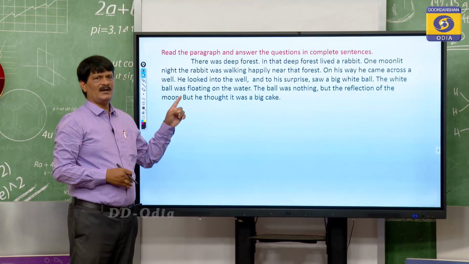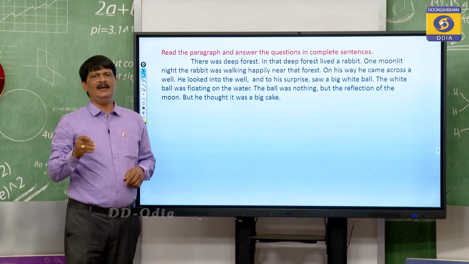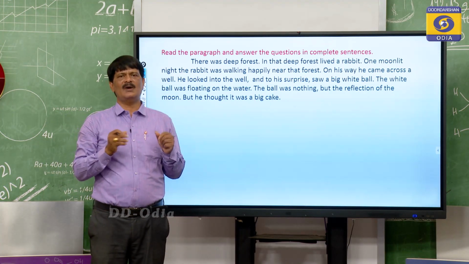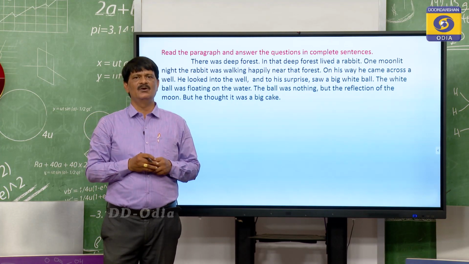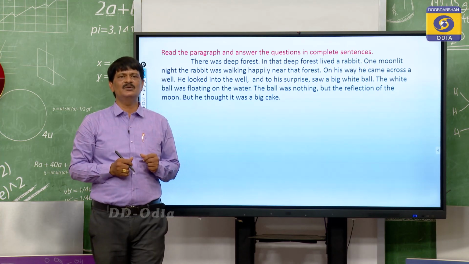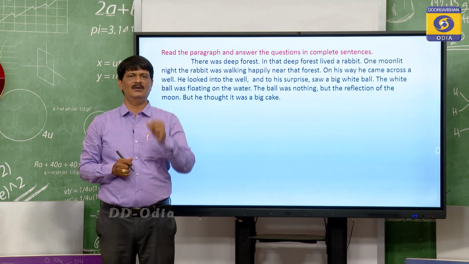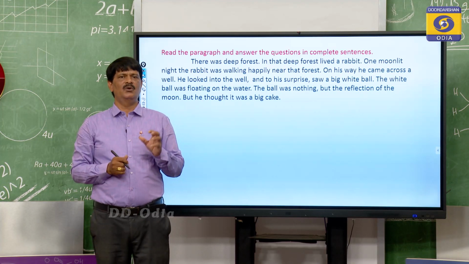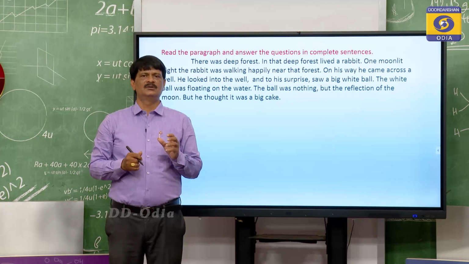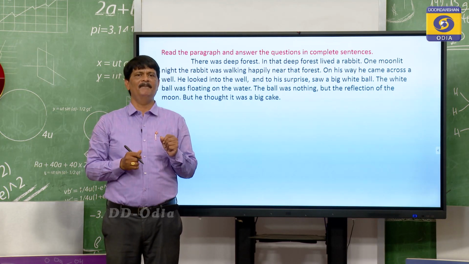There was a deep forest. In that deep forest lived a rabbit. One moonlit night, the rabbit was walking happily near that forest. On his way, he came across a well. He looked into the well and to his surprise saw a big white ball. The white ball was floating on the water. The ball was nothing but the reflection of the moon, but he thought it was a big cake.